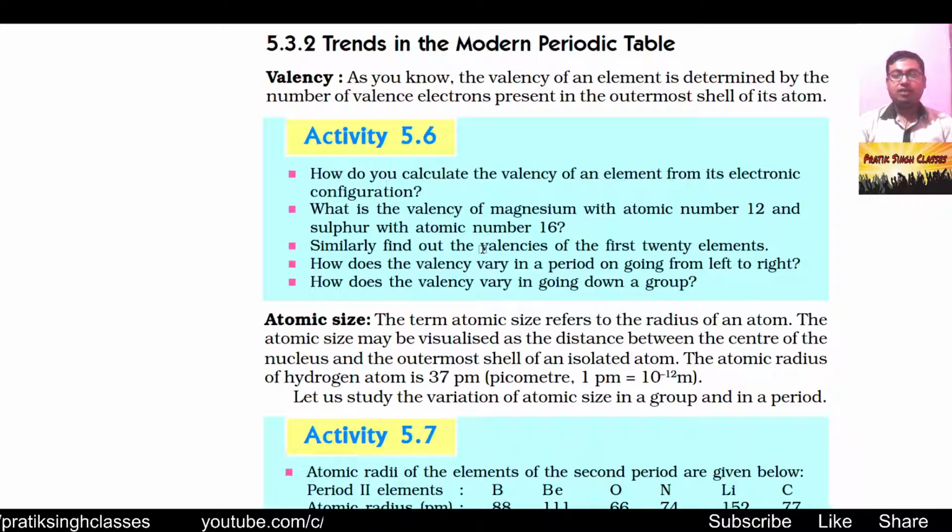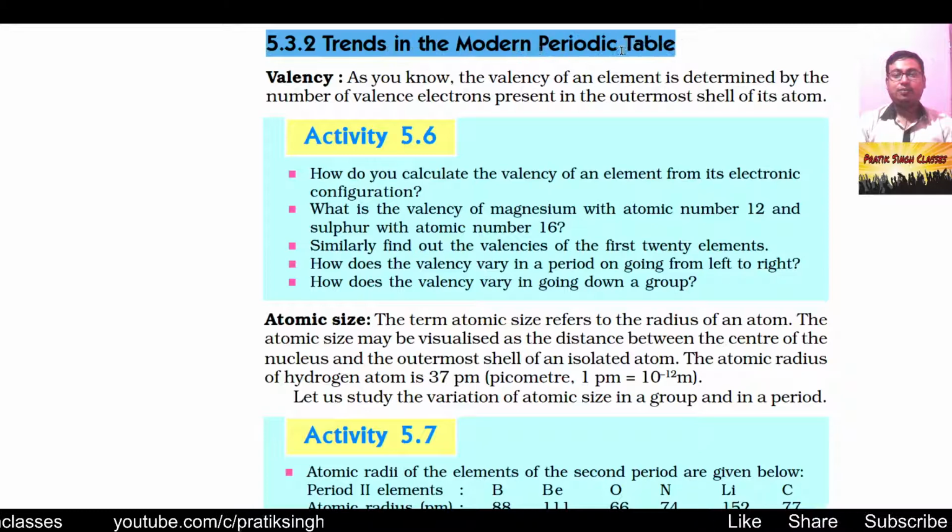In this video, we will start from section 5.3.2, that is trends in the modern periodic table. This is the fourth video for unit 5 and the 24th video for CBSE Standard 10th Science.